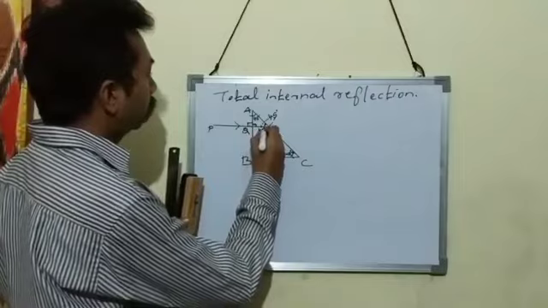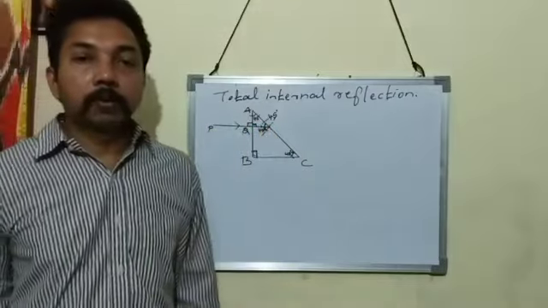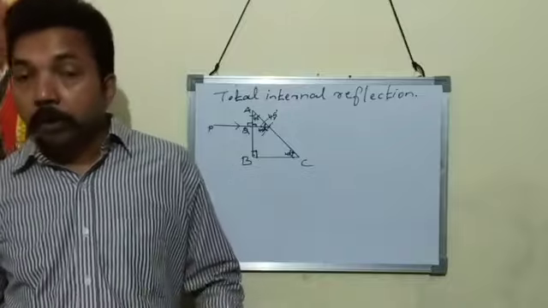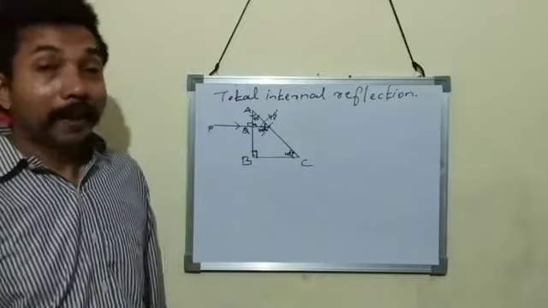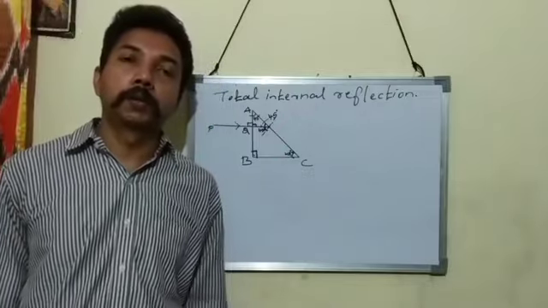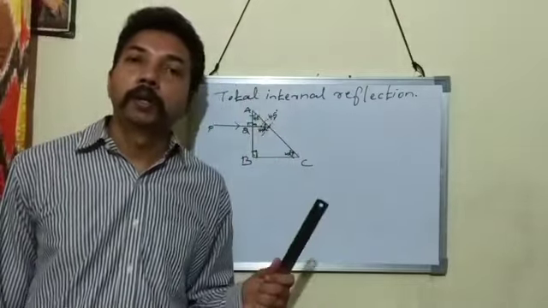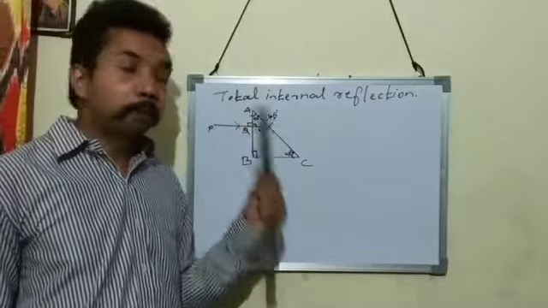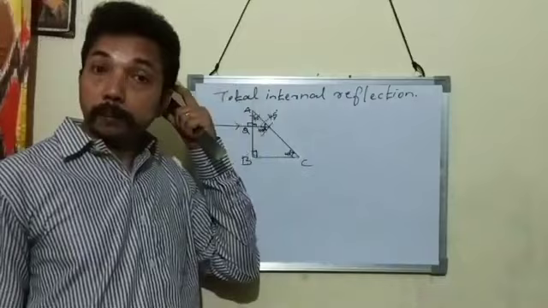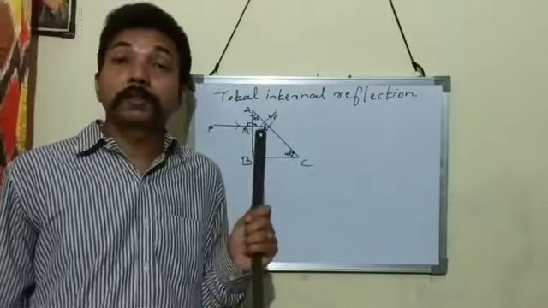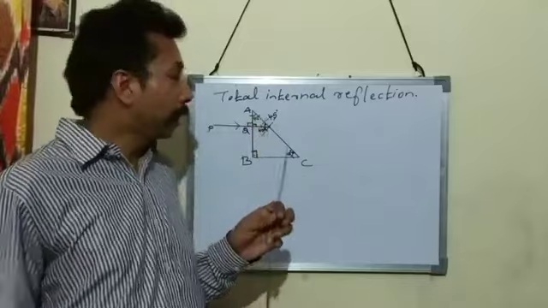Angle of incidence. What is the angle of incidence on surface AC? The angle of incidence on surface AC is 45 degrees, which is more than the critical angle. The critical angle for the glass-air interface is 42 degrees, and 45 is more than 42. So which phenomenon will take place on surface AC? On surface AC, total internal reflection will take place because the angle of incidence is more than the critical angle.